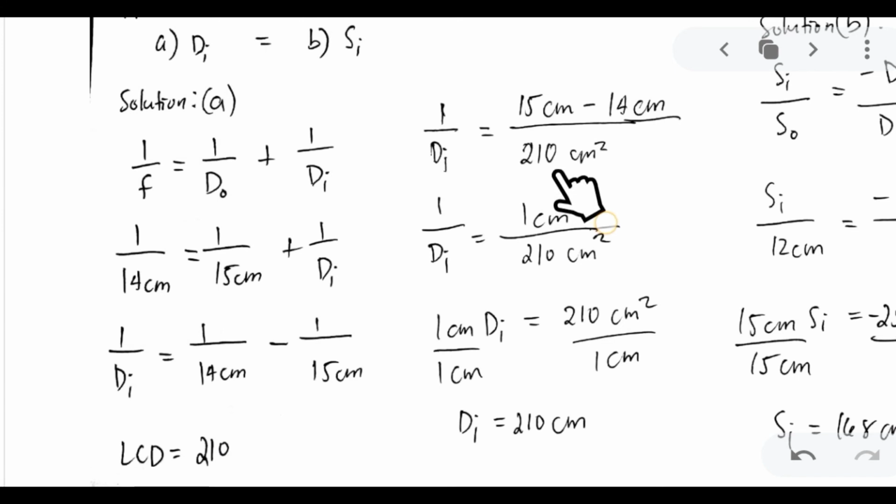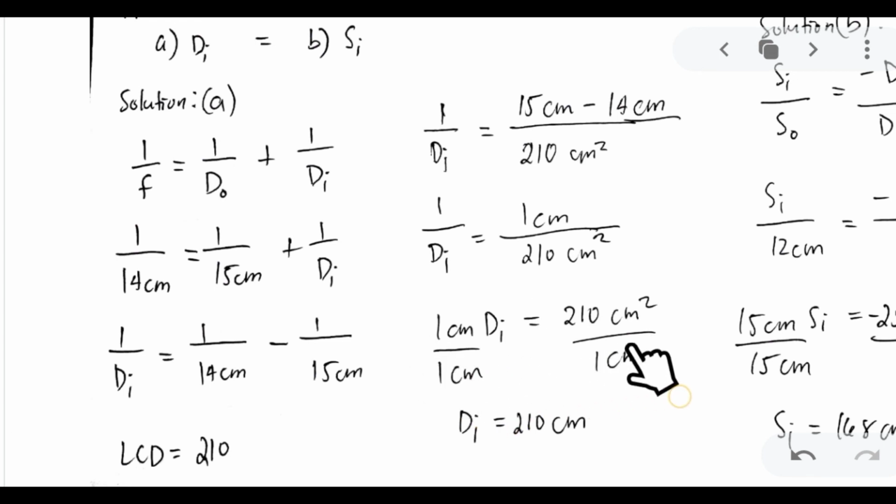Then 210 cm squared divided by 14 times 1 will be 15 cm minus, and then 210 cm squared divided by 15 cm, that will be 14 cm times 1, that will become 14 cm here. And then 15 cm minus 14 cm, that will be 1 cm over 210 cm squared. And then you have to cross multiply so that you can obtain the variable for distance of the image. So you will have here the distance of the image, the variable, multiplied to 1 cm, di equals 210 cm squared times 1, that will become 210 cm squared here.